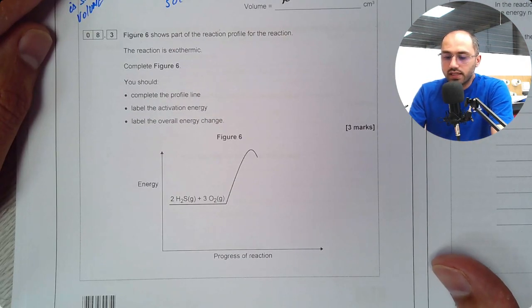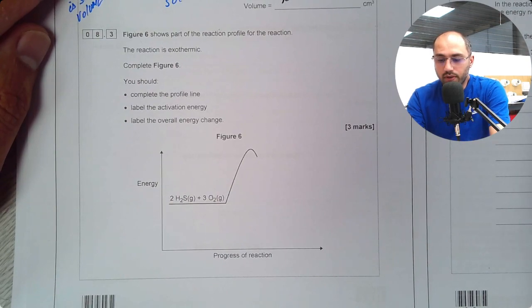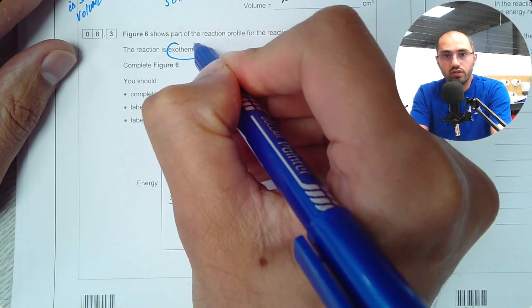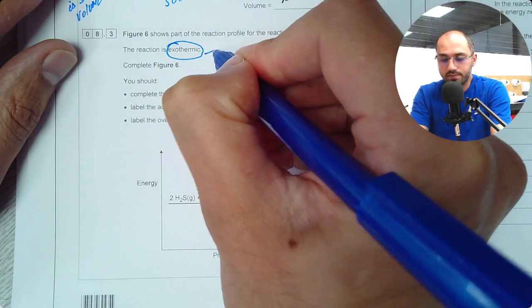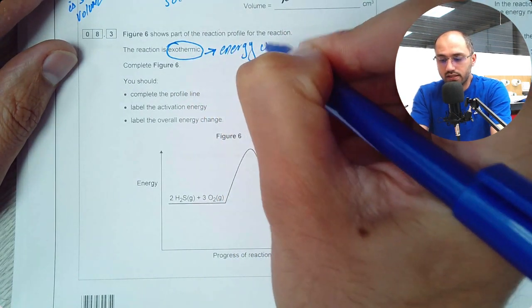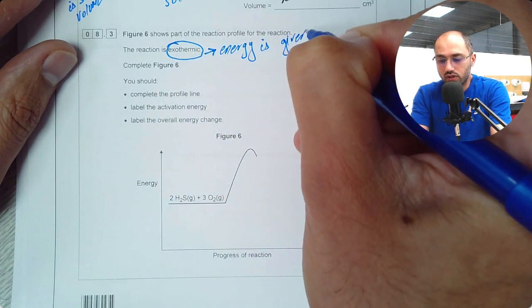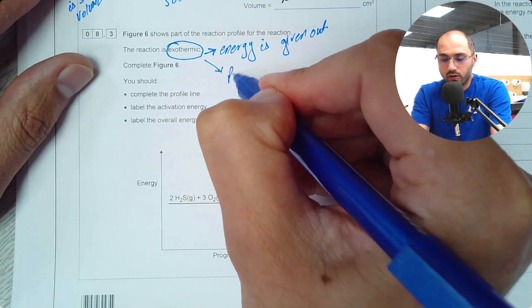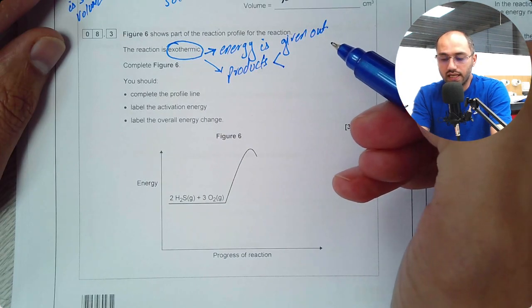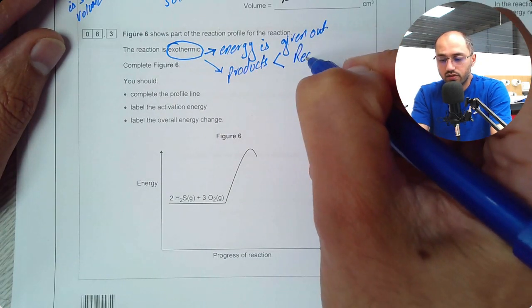The next part says, figure 6 shows part of the reaction profile for the reaction. The reaction is exothermic. Now remind yourself, exothermic means energy is given out. My products will have energy less than the reactants.